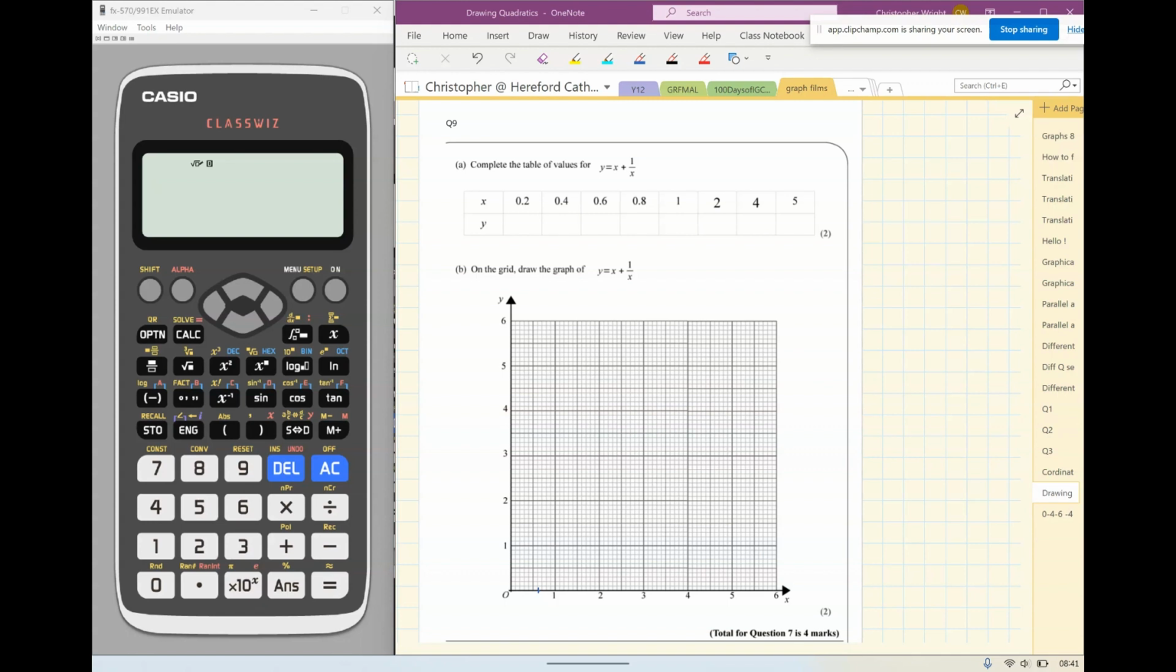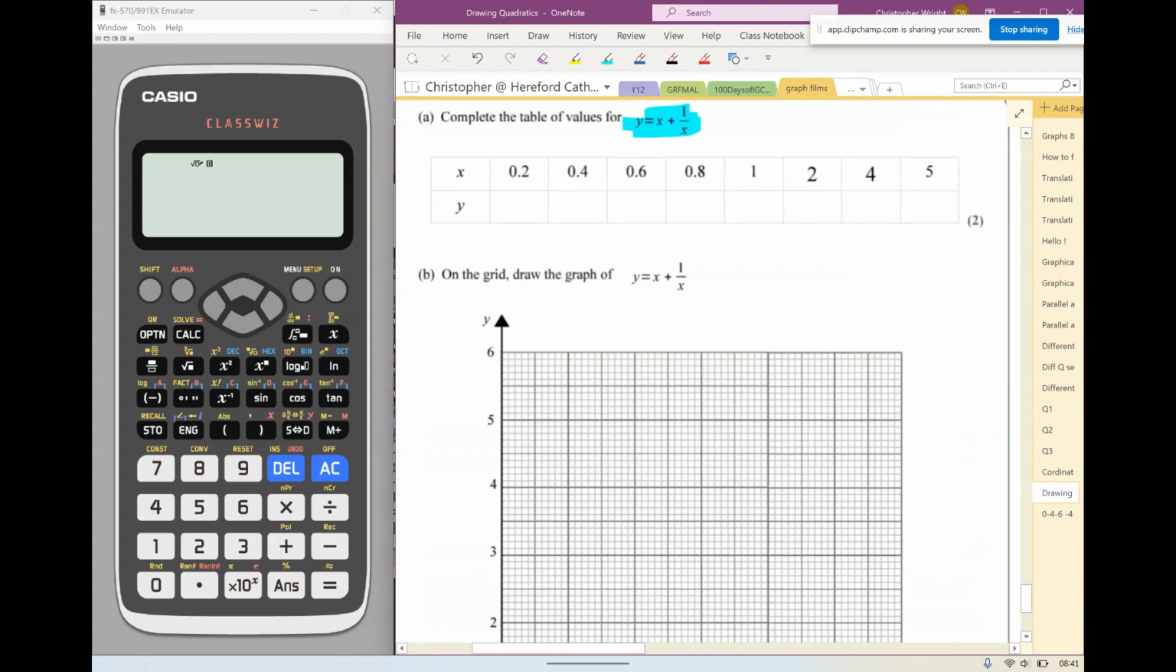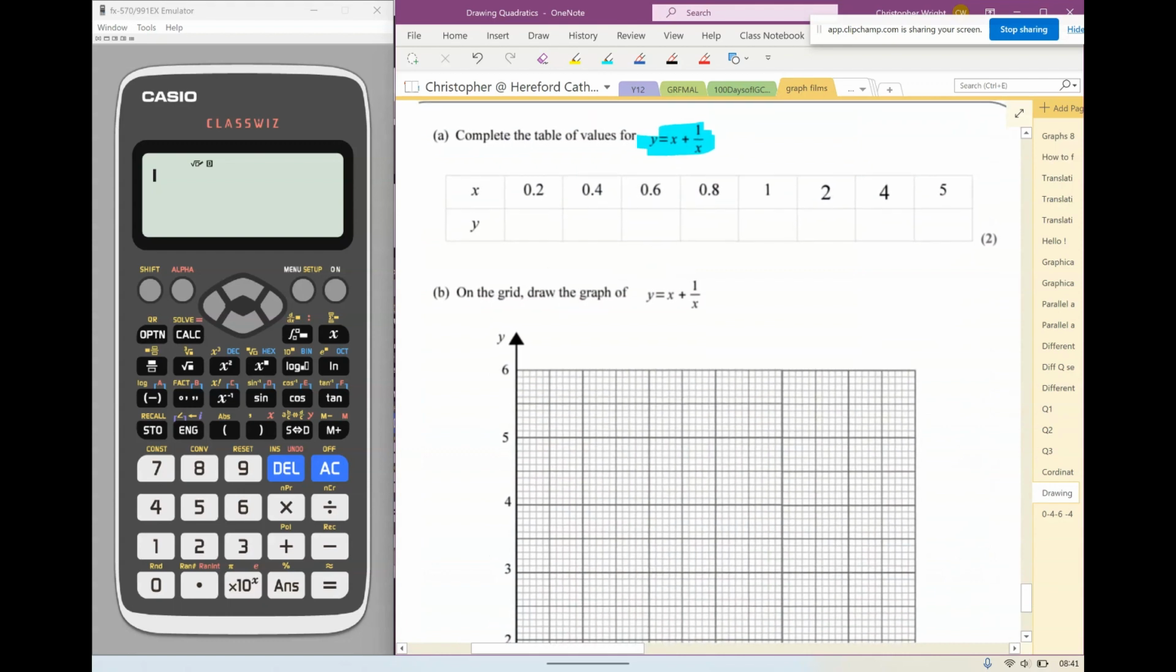Question 9. Right, I've got a reciprocal function again here. Y equals x plus 1 over x. So to my calculator and choose the table function. So f of x is going to be x plus, now 1 over x, I'll use my fraction function and put 1 on the numerator and x as the denominator. Let's just check I put that in correctly and then press equals. I don't want a second function.